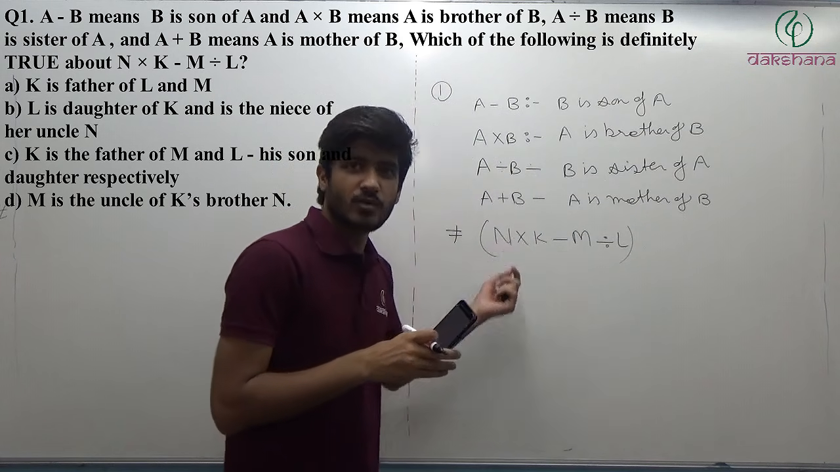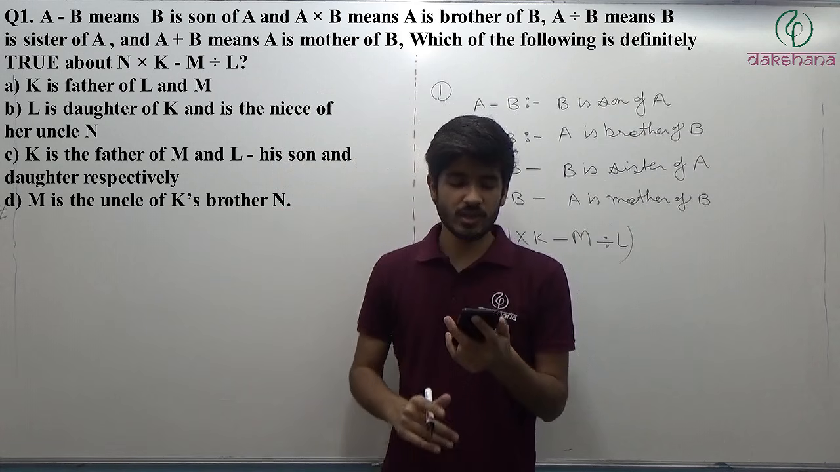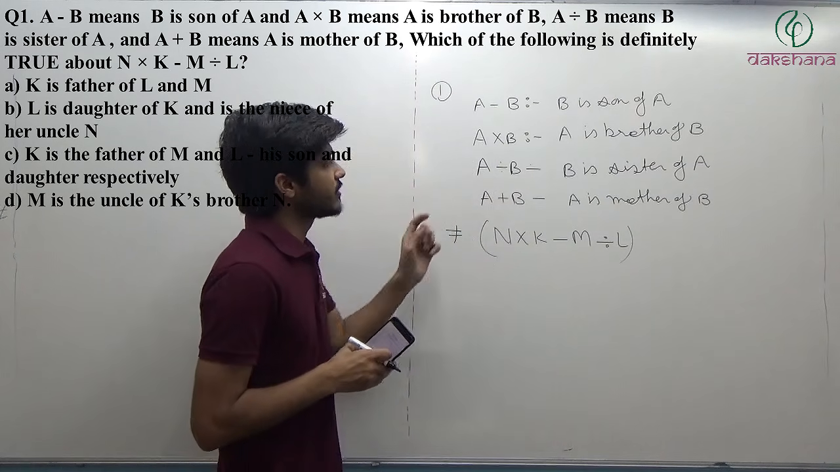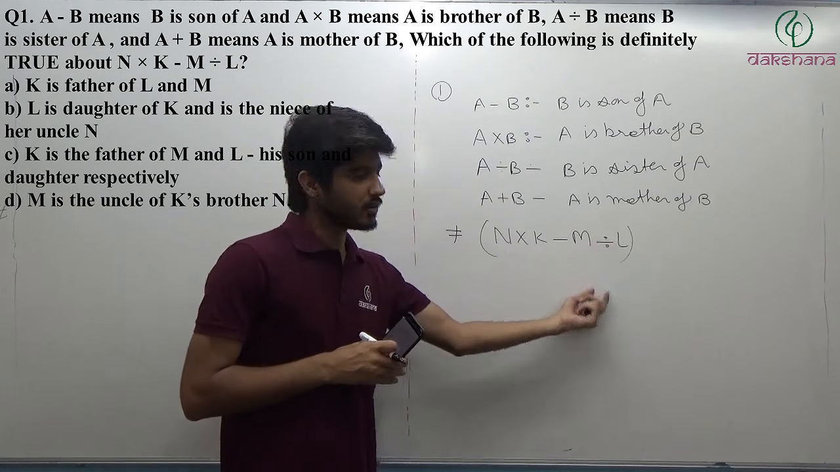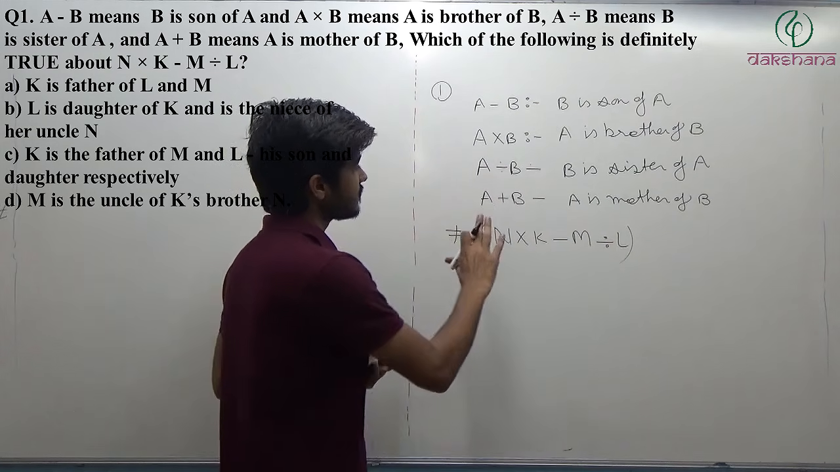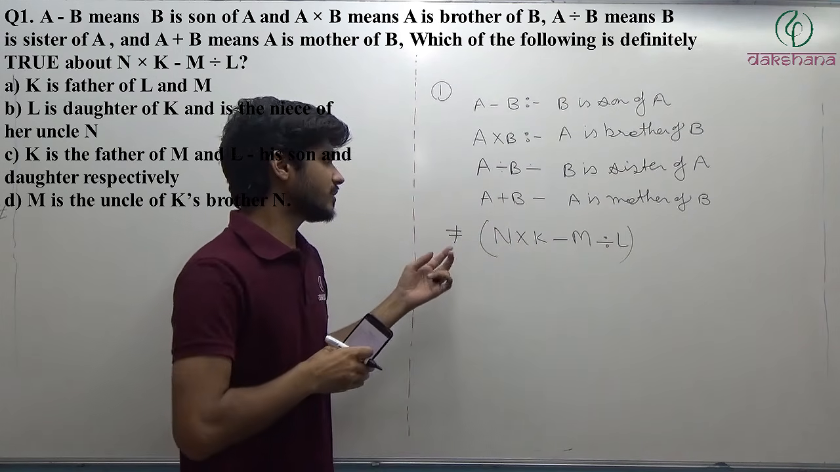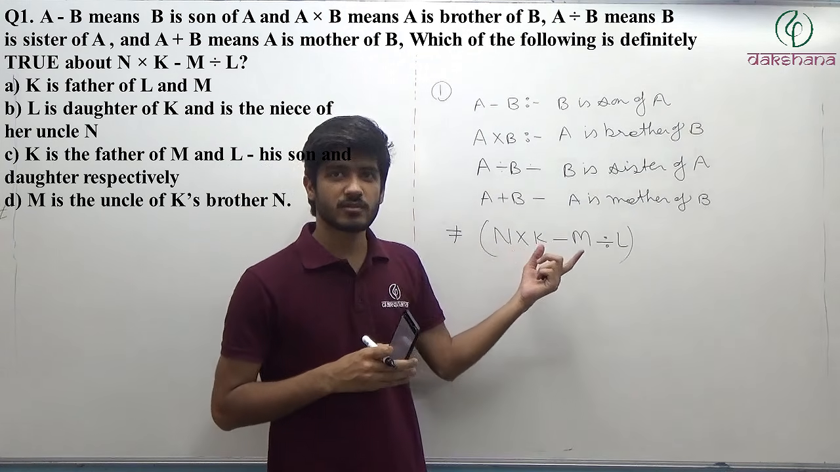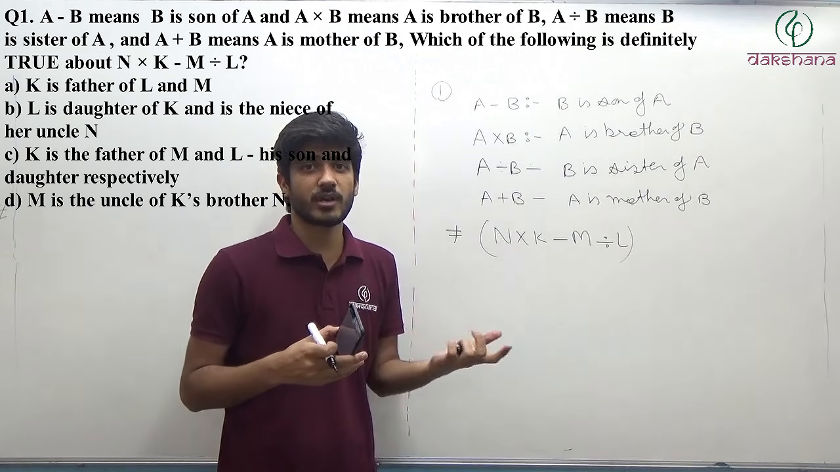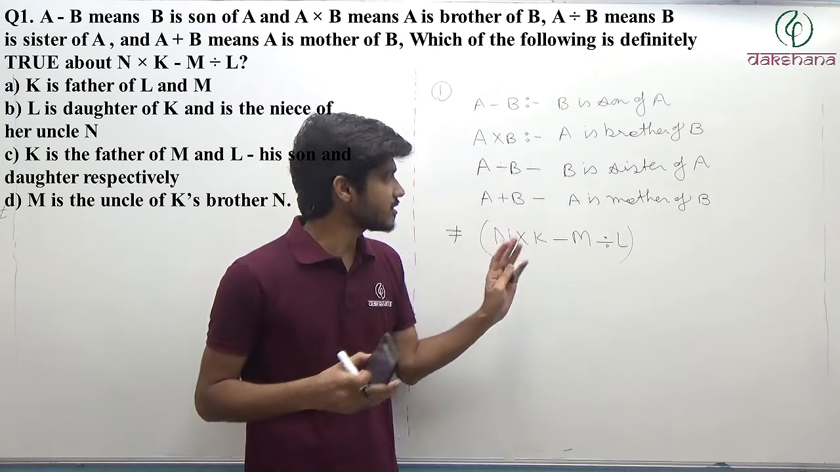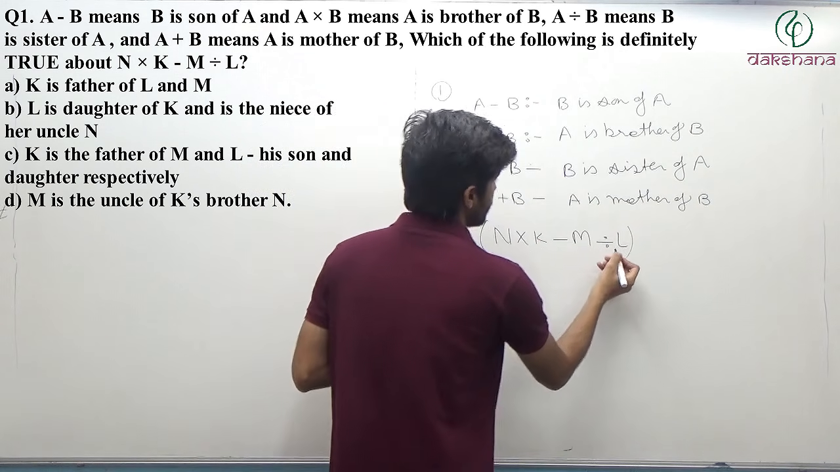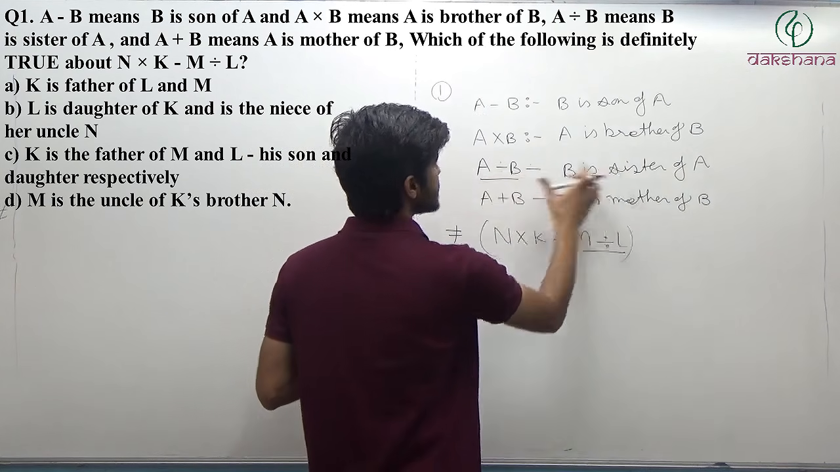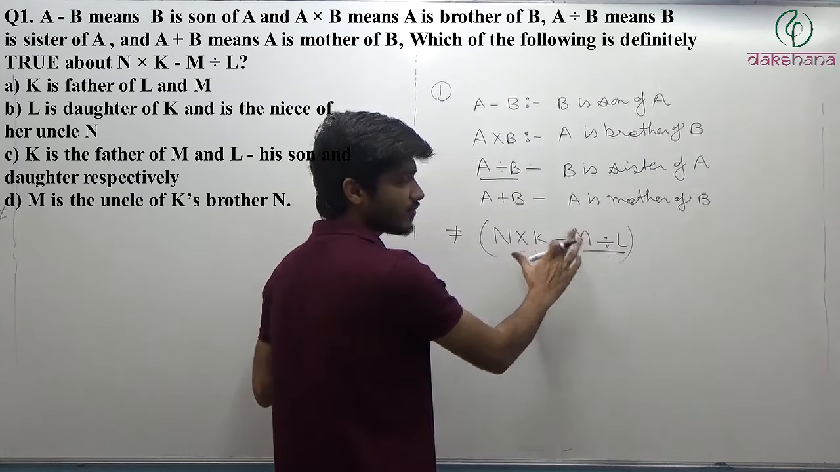Obviously there are 4 options you can look at. We have to tell which option would be definitely true for this particular expression. So let's figure out the conclusion of this expression. Let's start from here. For the very first time you can get confused about the BODMAS thing, whether we need to apply it or not. Doesn't matter, you will get the same conclusion. So M divided by L: the divided sign means B is sister of A, so L is sister of M.